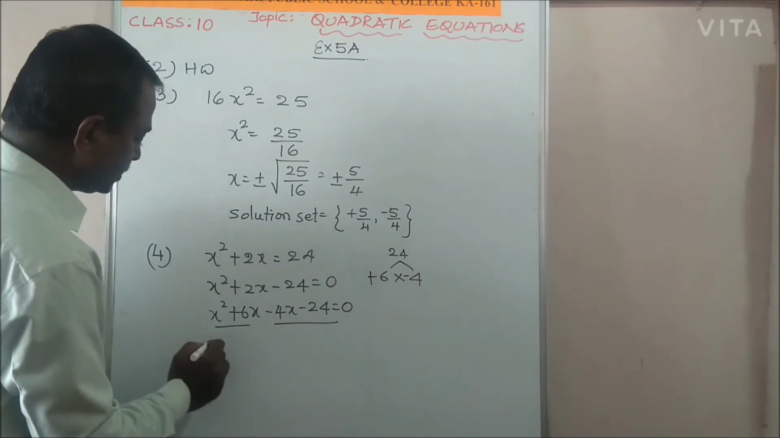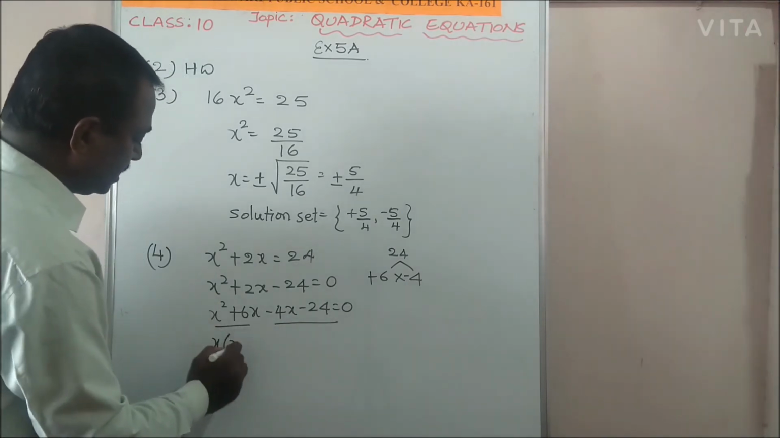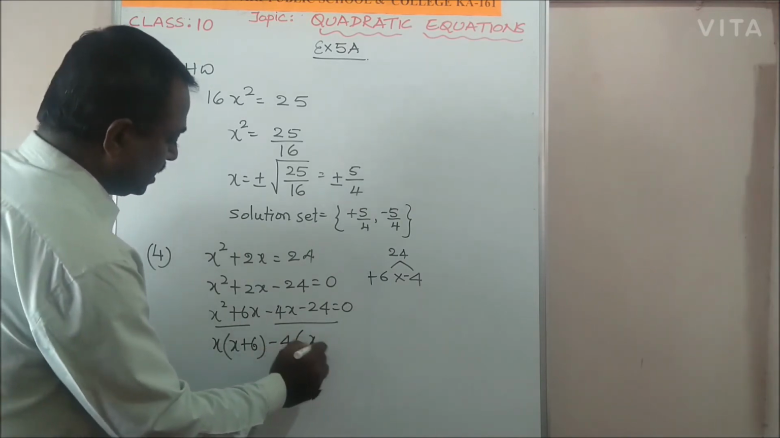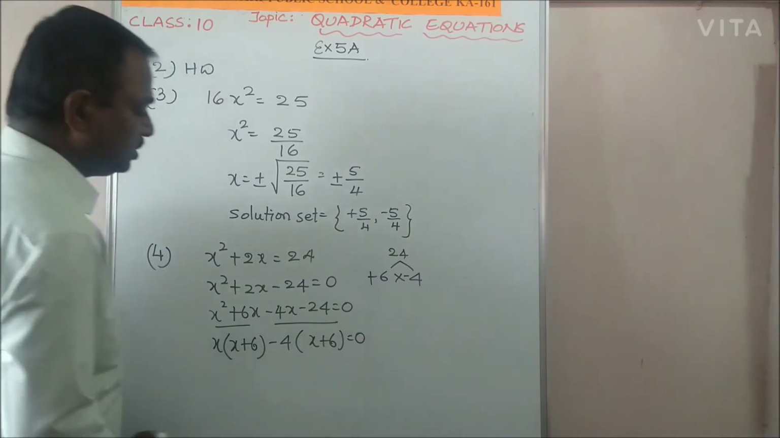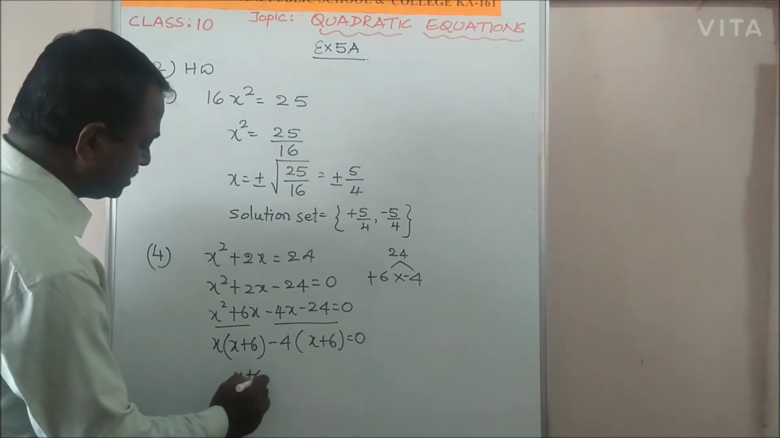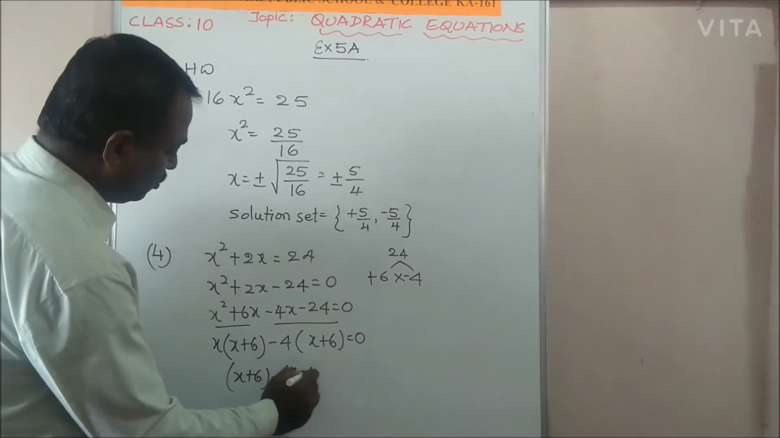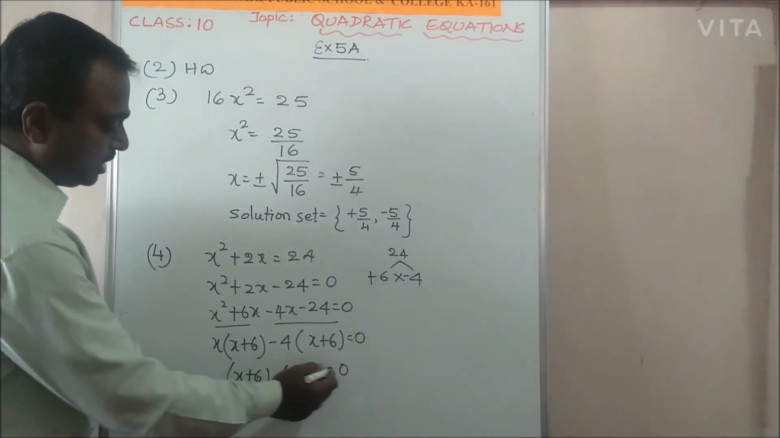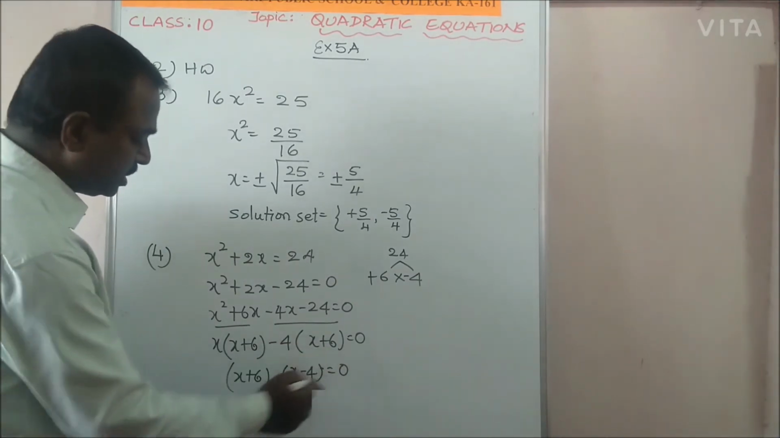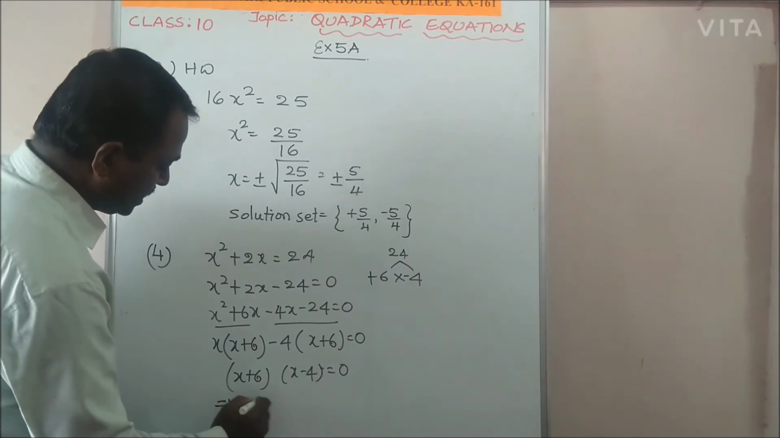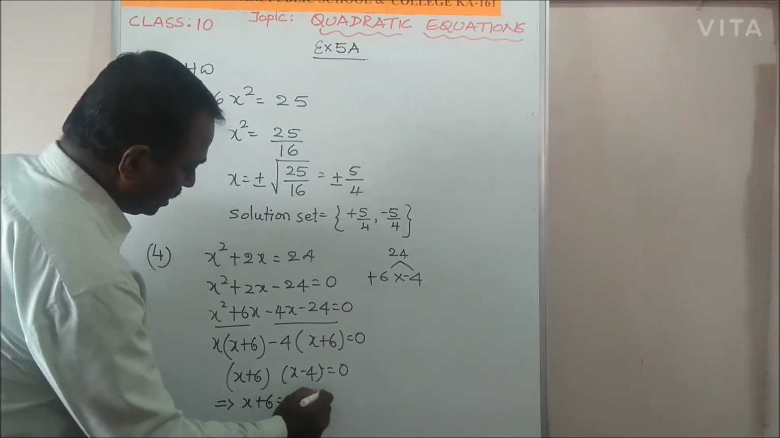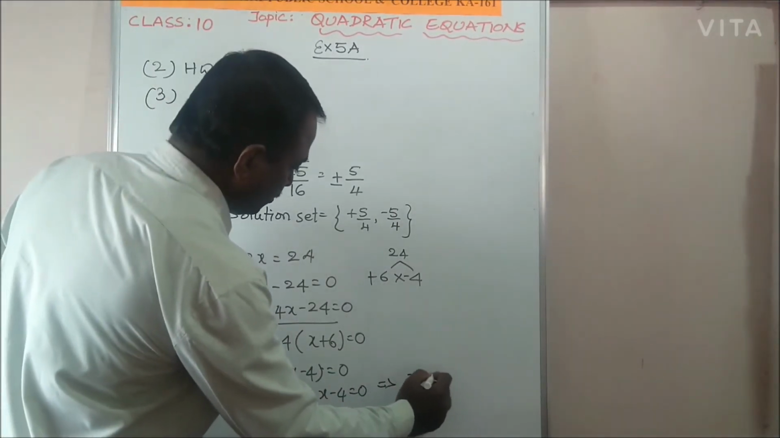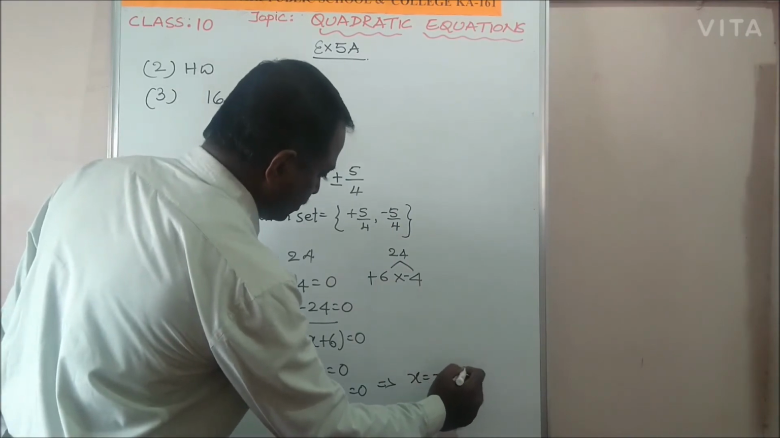So I split it into two parts. What is common here? X is common. X plus 6. What is common here? Minus 4 is common. X plus 6 is equal to 0. X plus 6 into x minus 4 is equal to 0. So zero product rule. Product of A and B is equal to 0 means A is equal to 0 or B is equal to 0. This implies x plus 6 is equal to 0 or x minus 4 is equal to 0. This implies x is equal to minus 6 and x is equal to 4.